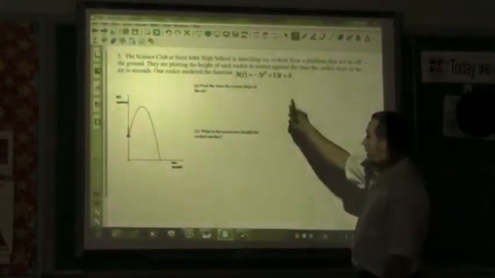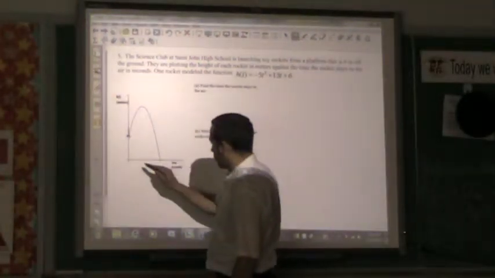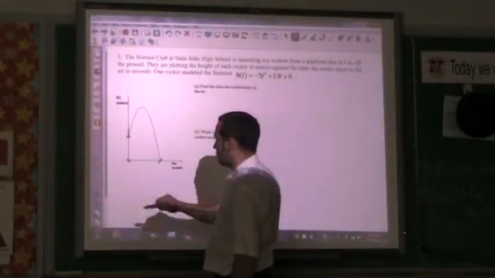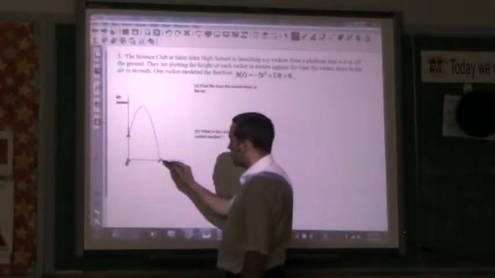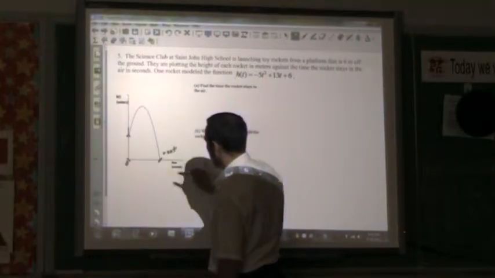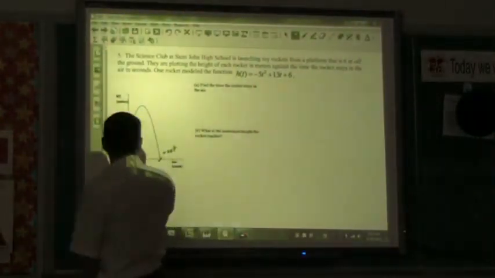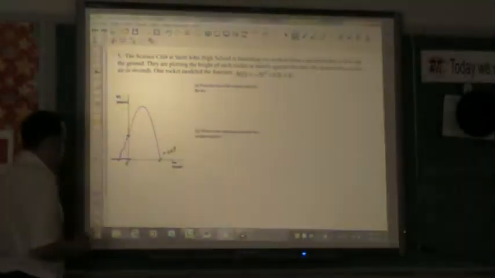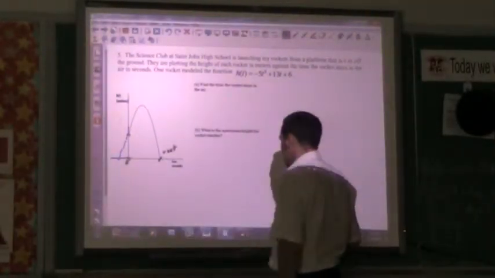And part A says how long has the rocket been in the air? So for that, we're looking for how long in total it has been in the air. So we need to know what time it started and what time it ended. Well, it obviously started at time 0, and then here's the time that it ended. The time that it ended is one of the roots of my function. The other root is down here. The other root, when I actually use my equation, won't make any sense.